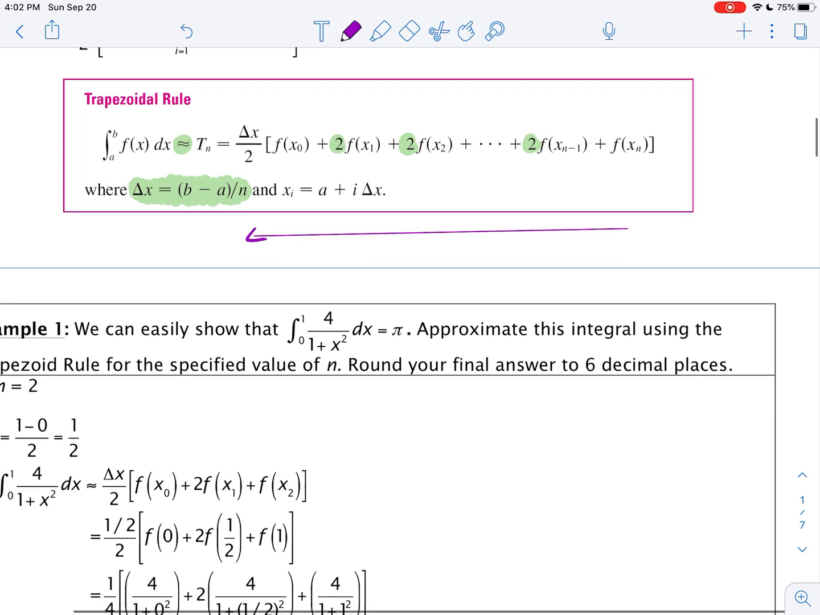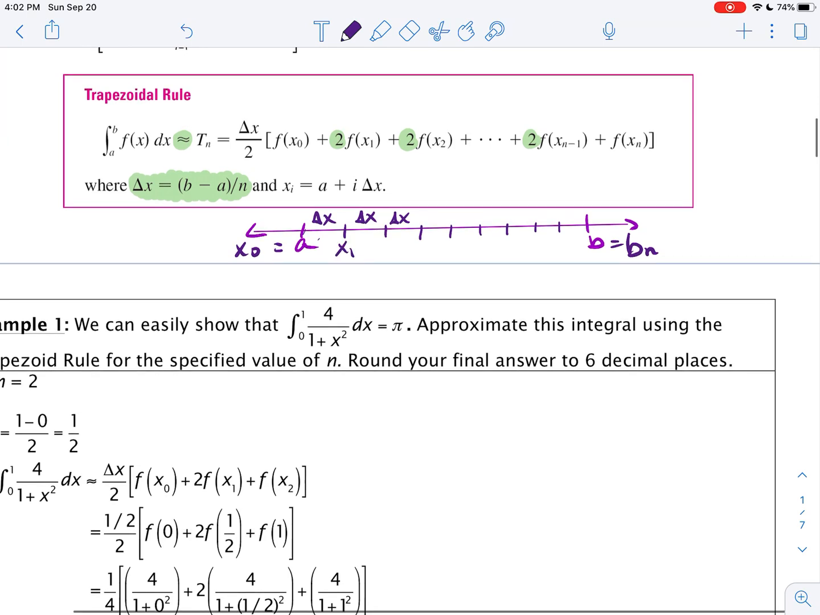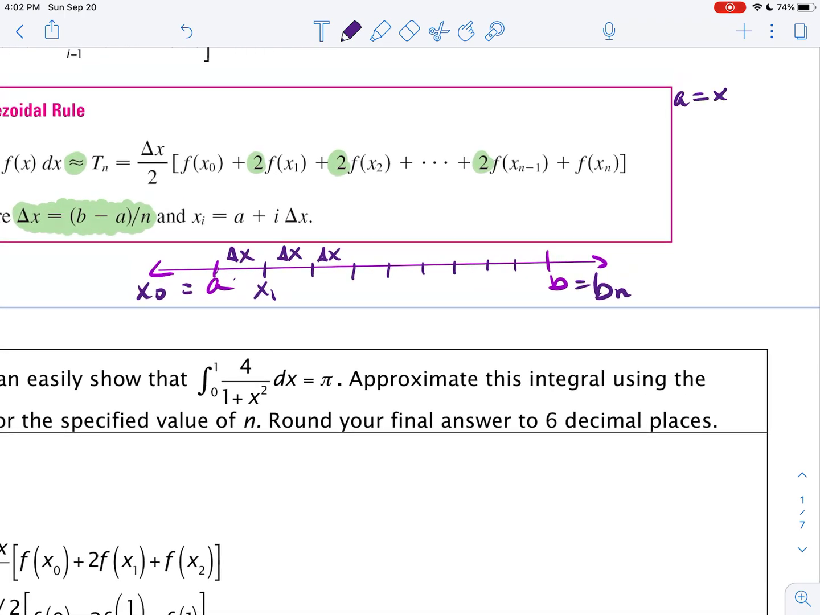Let's recall that if we have an interval from a to b, we want our a to be x sub 0, and then we divide our interval into n equal parts, and our b is always going to be x sub n, and we're going to add delta x each time, right? Our delta x is going to be that length. So you can see, if this is going to be x sub 1, you can over here say a is equal to x sub 0, and you can just add delta x each time.